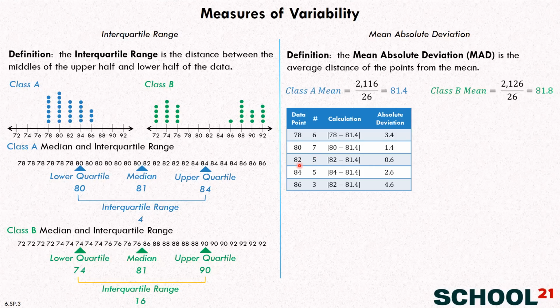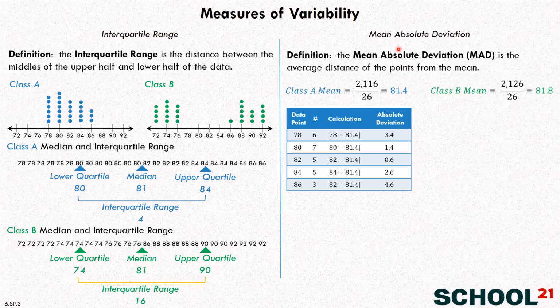Similar here with 82 was the next score right over here, and you do the calculation there. That's 0.6 away from the mean. Now we're above the mean. 82 is above 81.4. We still take the absolute value. Then when you get 0.6, et cetera, down through the table. So you can see that some of the data points are as far as 3.4 away, and that's below the mean, and some are as far away as 4.6 above the mean. Okay, makes sense?